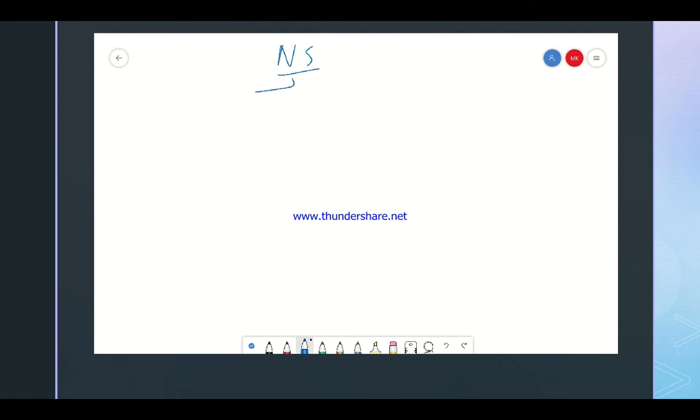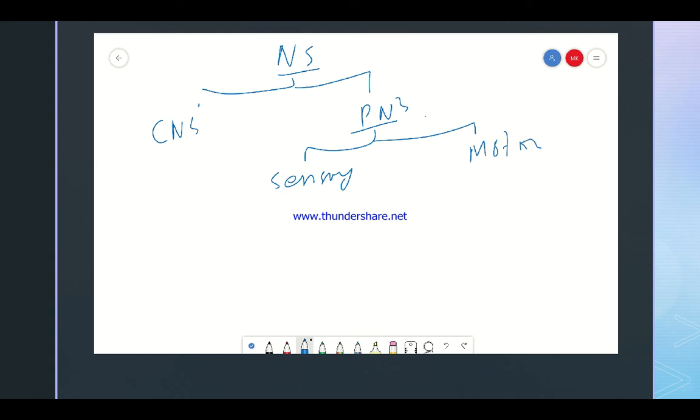Nervous system, CNS, and peripheral nervous system. So peripheral nervous system had two parts. One was what? Sensory, which was ascending track and which was bringing the information to the central nervous system, and the other was what? Motor part.